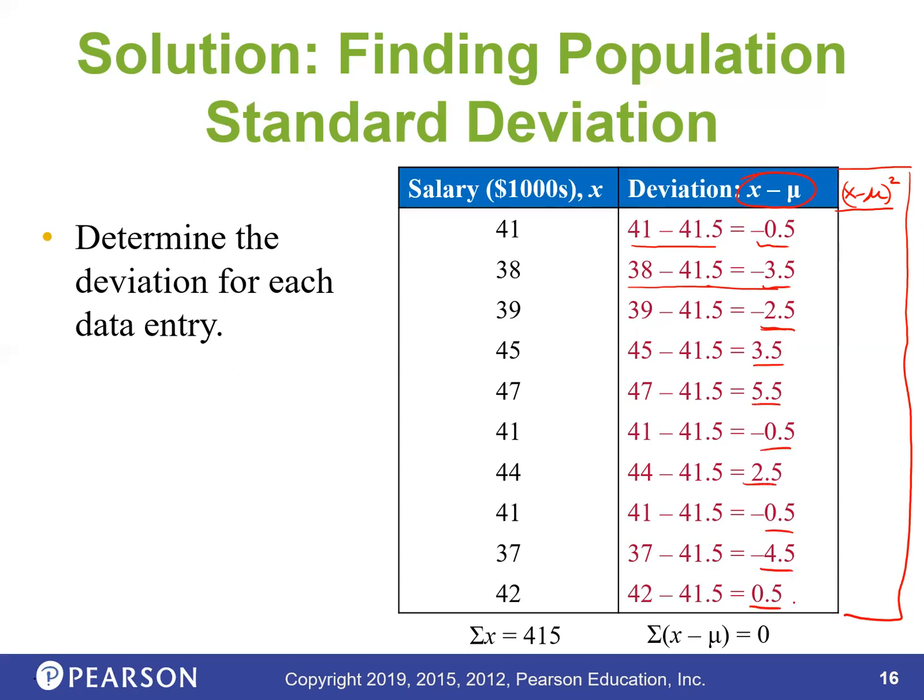After you've done that, next column is you take each one of these numbers and you square it. So what is negative 0.5 squared? 0.25, okay. Perfect, okay, there's that one. And then eventually we're gonna go over here.